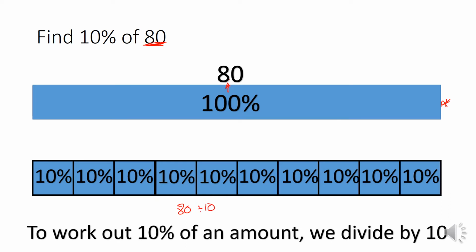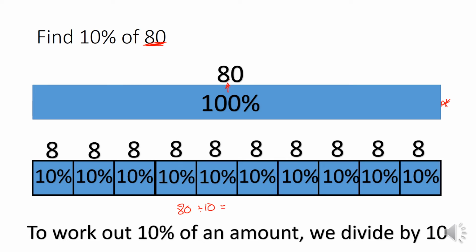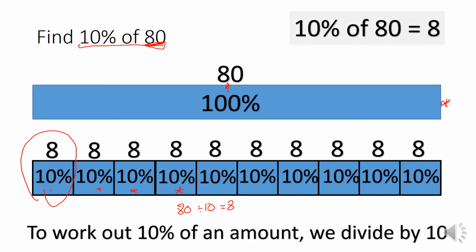So to work out 10% of a number, we divide it by 10, so we've done 80 divided by 10, that gives us 8. So each of these 10% is worth 8. So that tells us we're just looking for 10%, so we already know it. We've got that 10% equals 8. So we've got our answer. So to work out 10% of an amount, all you do is divide by 10.